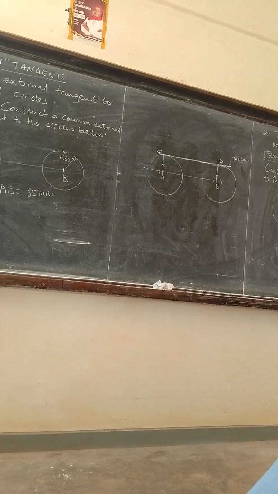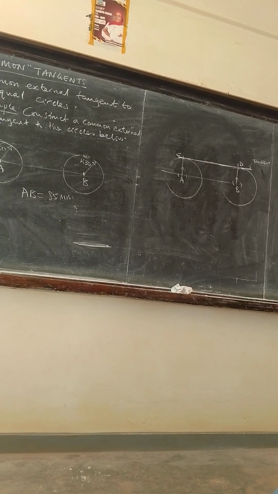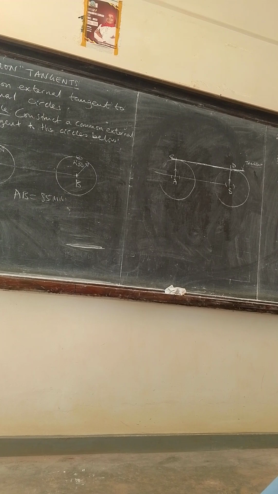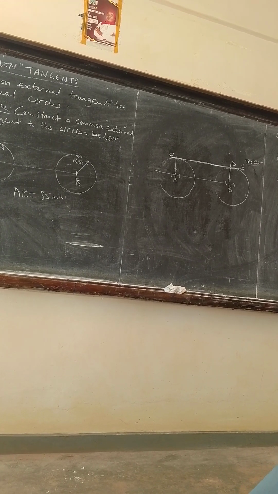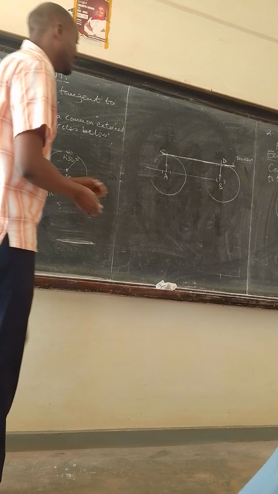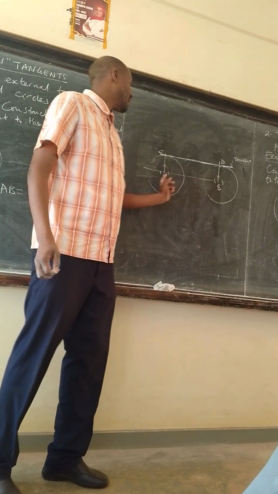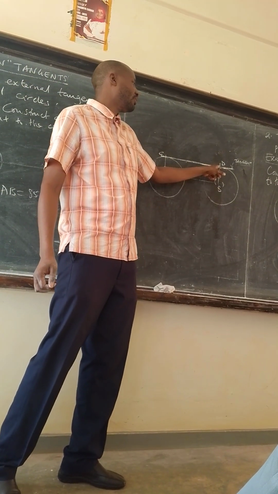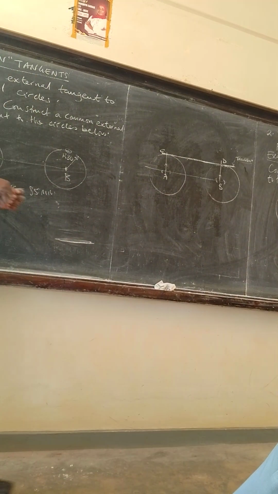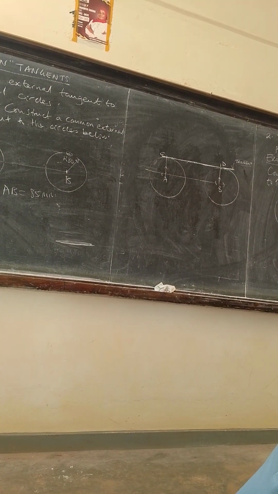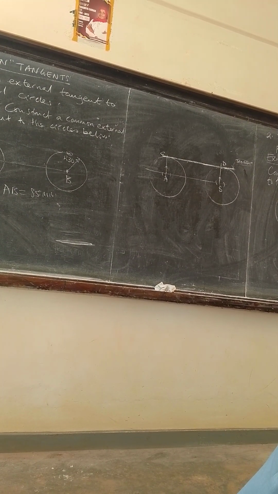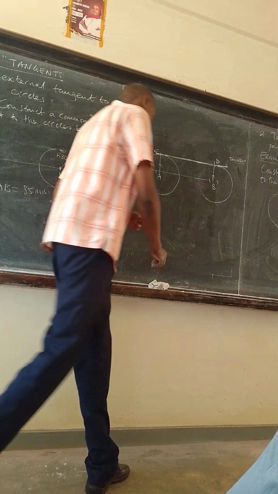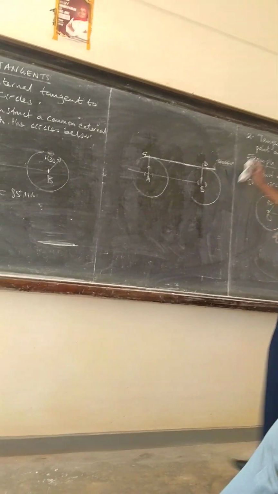No, it is not in the notes, but you can easily get the tangent. You construct 90 degrees at each of the centers. Where the line meets the circle, call it C. Where the line meets the circle, call it D. And then you draw the tangent. Make sure the circles are equal. If they are not equal, this method does not work.